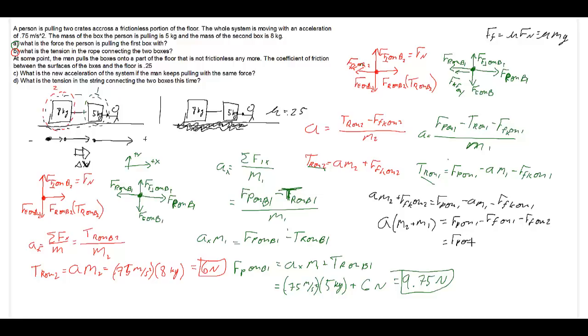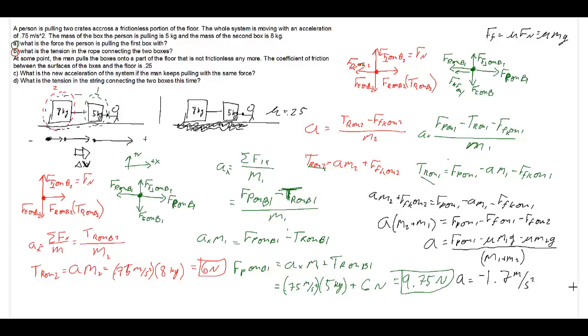So we got force person on 1 minus mu m1 g minus mu m2 g, all over m1 plus m2. This is going to give us our acceleration. And now it's just a matter of plugging everything in to find our acceleration. We get negative 1.7 meters per second squared.